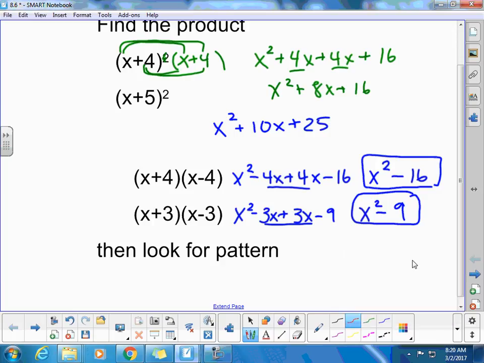I hope that you're noticing a pattern. So look at the two sets again. One is where we have a binomial squared, and one is where we have the difference of two binomials. So x plus 4, x minus 4, x plus 3, x minus 3. And there should be a pattern that emerges with both of these. So let's look at this.